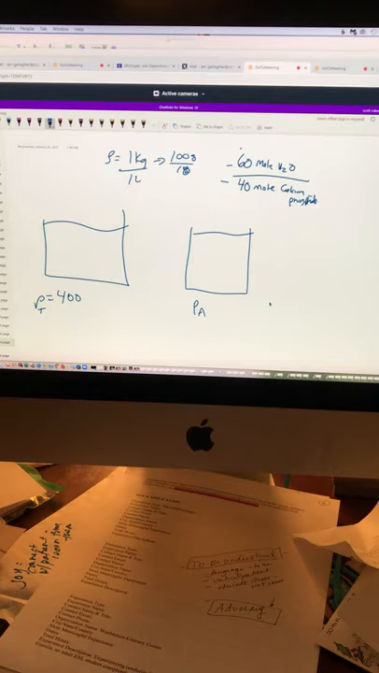Everybody with me? All right, let's get our new pressure, folks. First of all, does it go up or down? Up or down? It's going to go down. I agree.